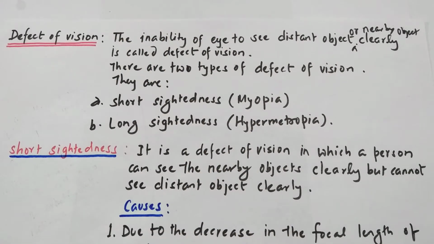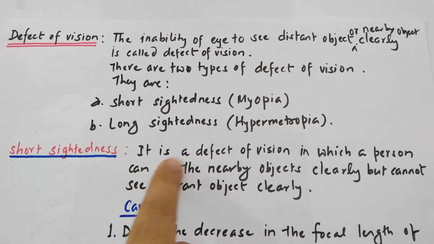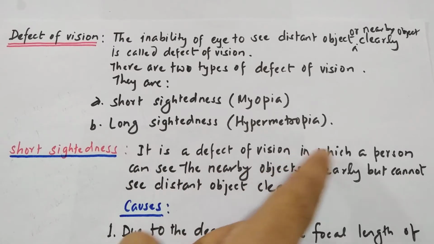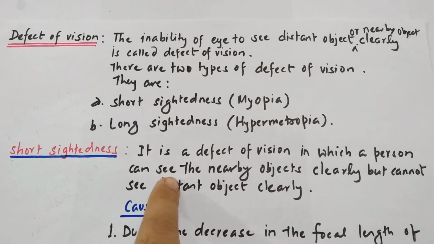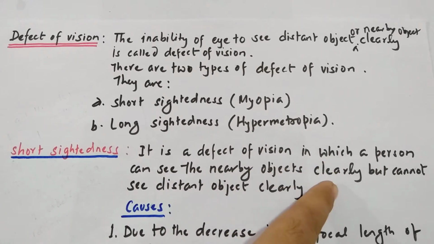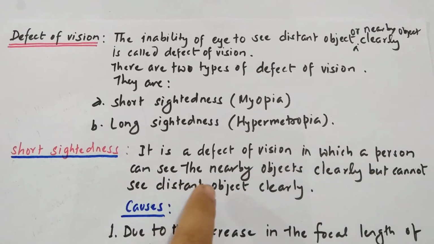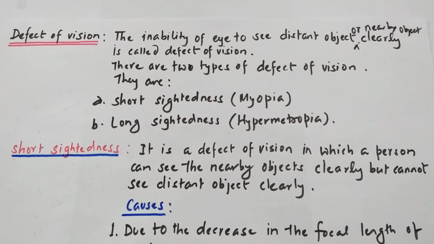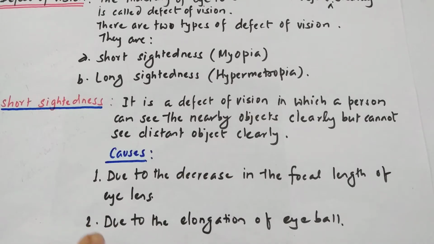Friends, let's understand what short-sightedness is. Its definition is: it is a defect of vision in which a person can see nearby objects clearly but cannot see distant objects clearly. So what are the causes of short-sightedness? These two are the causes: the decrease in the focal length of the eye lens and the elongation of the eyeball.